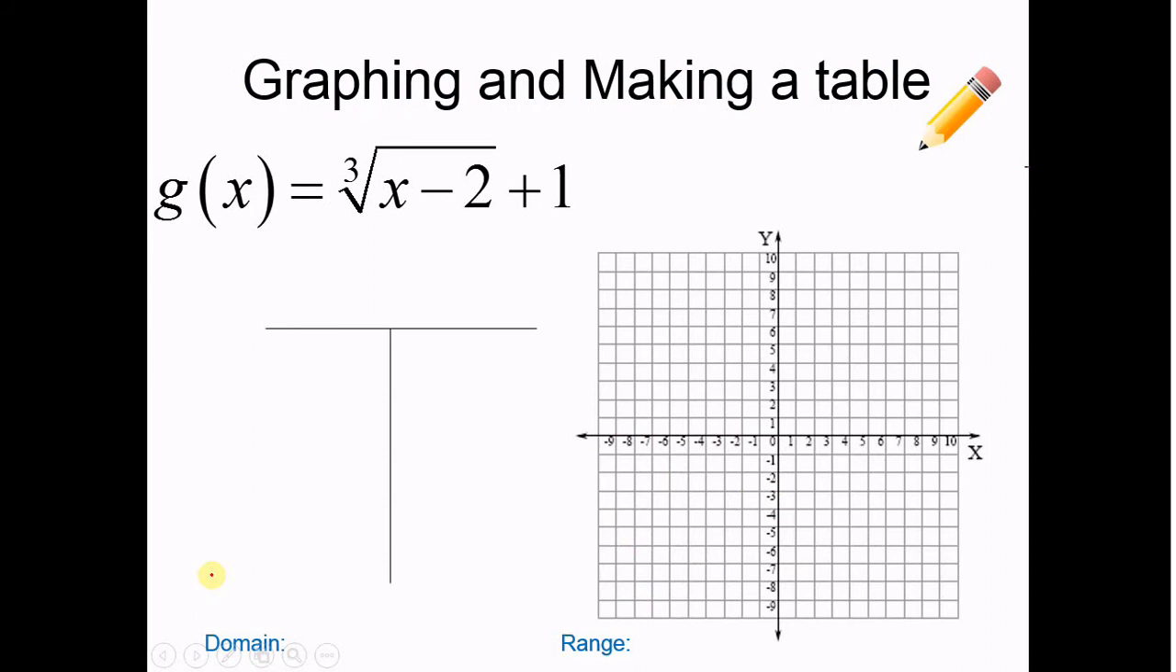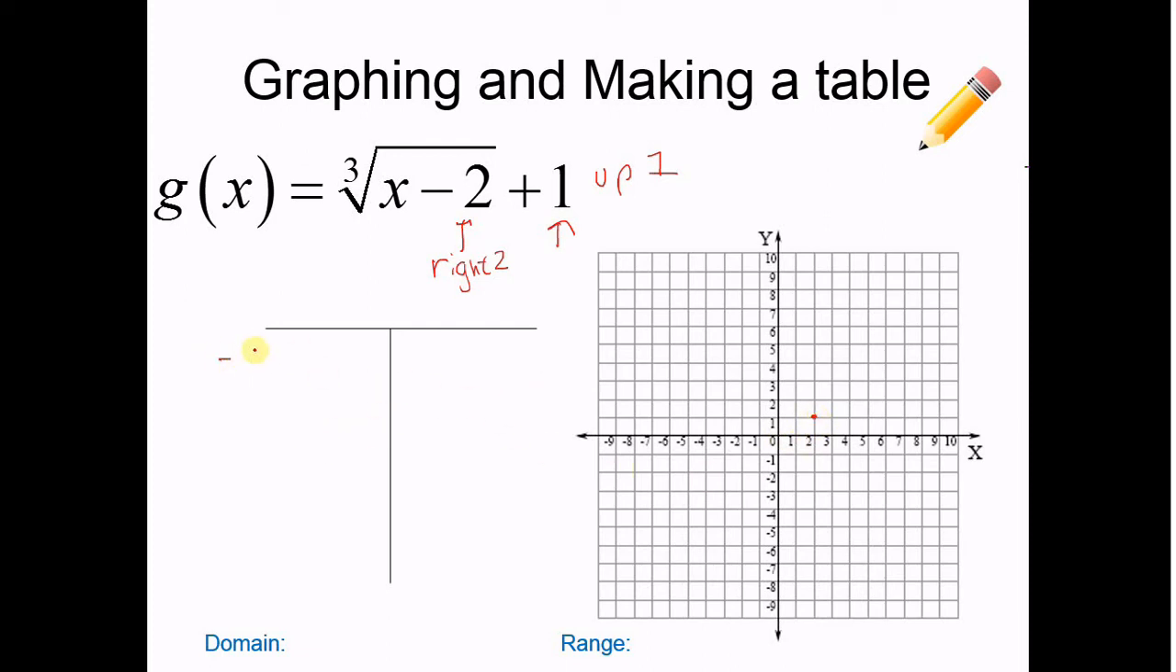Alright, so let's take a look at this one. We have the cube root of x minus 2, plus 1. The very first thing I'm going to look at is how these are going to move my graph. The minus 2 under a radical, remember, is opposite of what we think it should do, so that's going to move us right 2. The plus 1 on the outside is going to move us up 1. So from 0, 0, we're going to move right 2, up 1.